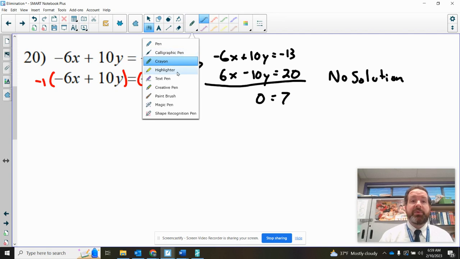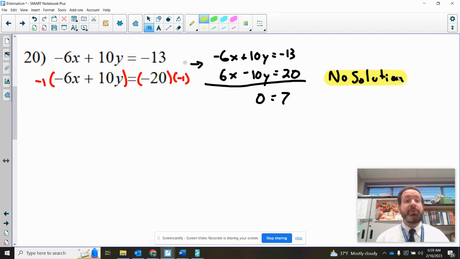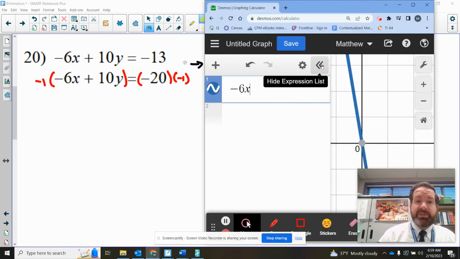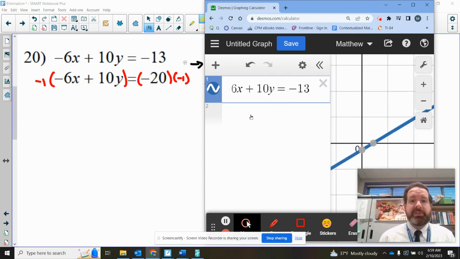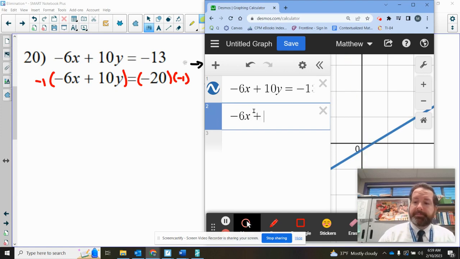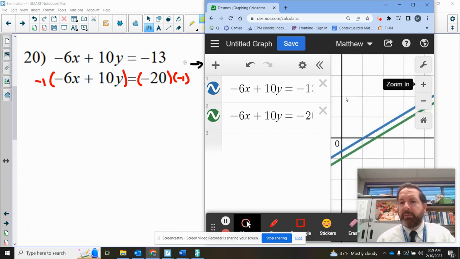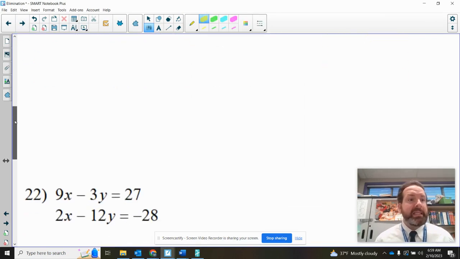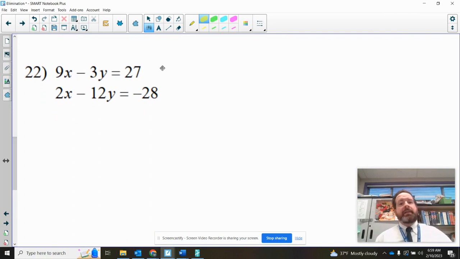Now we're going to check this with a graph. I should see two lines that are parallel, that don't ever cross each other. So let's make sure that is what happens. Going back to the original equations. And so there's the first. Now the second. Zoom in a little bit. Yep, this is just two parallel lines. They never cross, and therefore no solution to the system. Let's carry on for the next one.